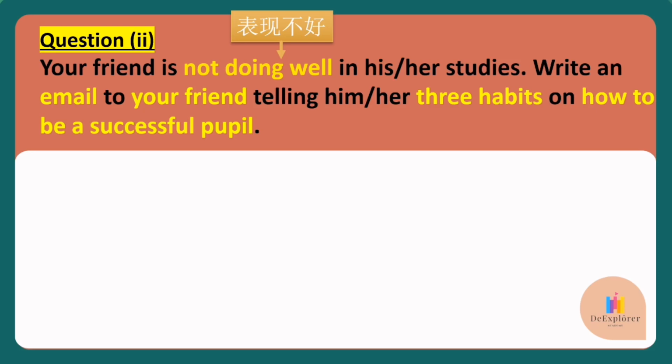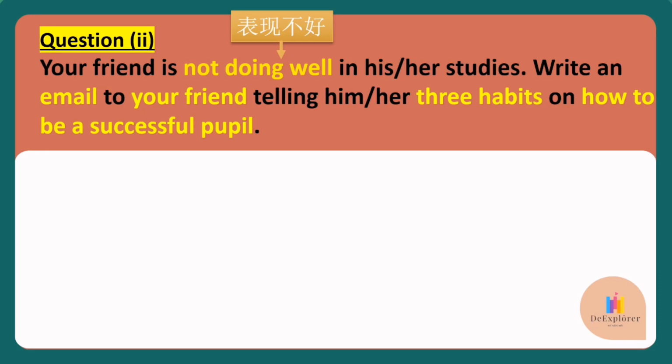Okay, what must you tell him or her in the email? Underline 3 habits. On what? Underline how to be a successful pupil. Okay, so underline how to be a successful pupil. 怎样做一个成功的学生? Alright, now after you have understood the question, then you can start writing now.